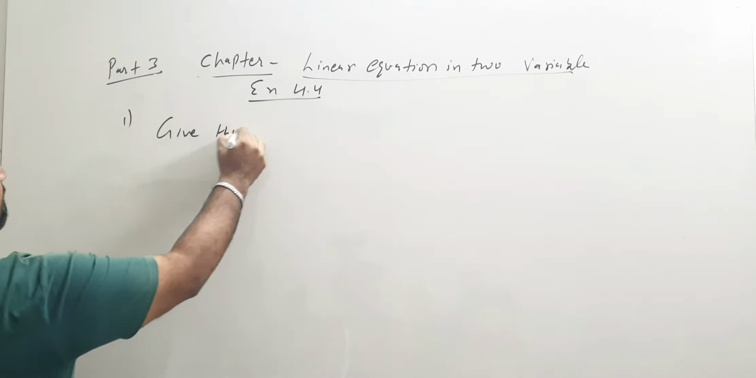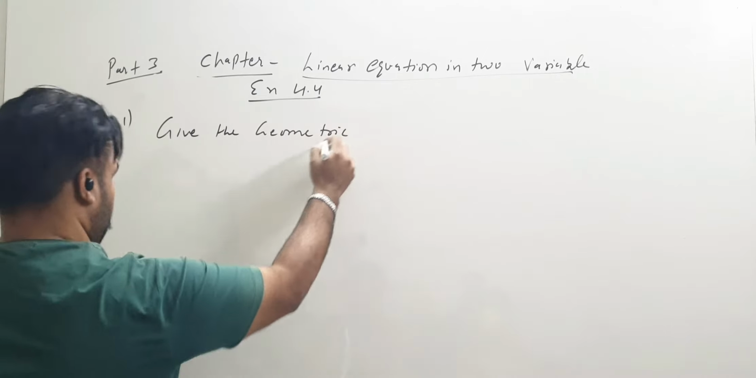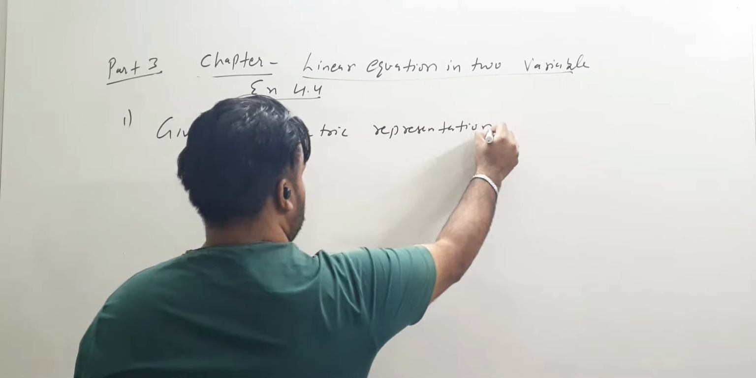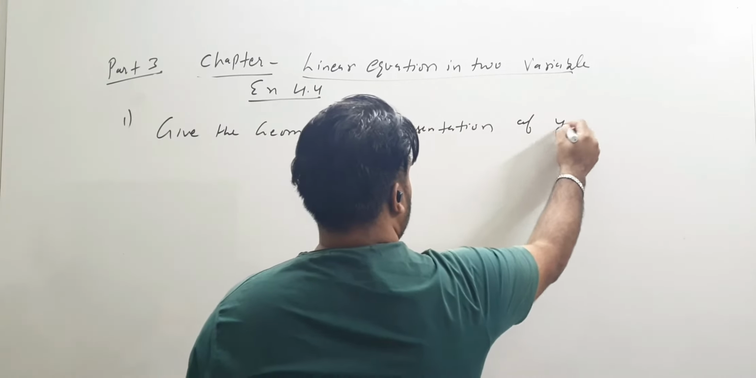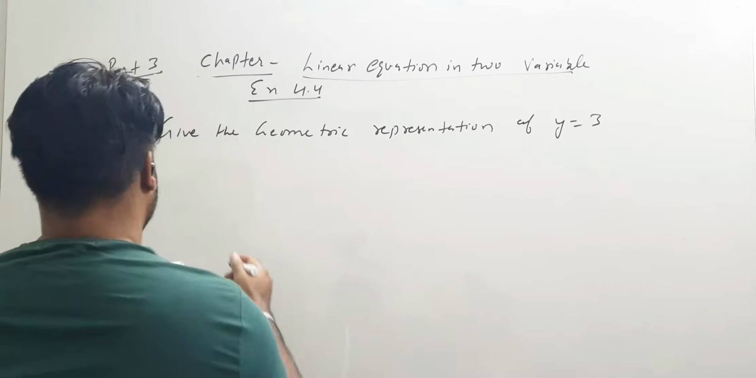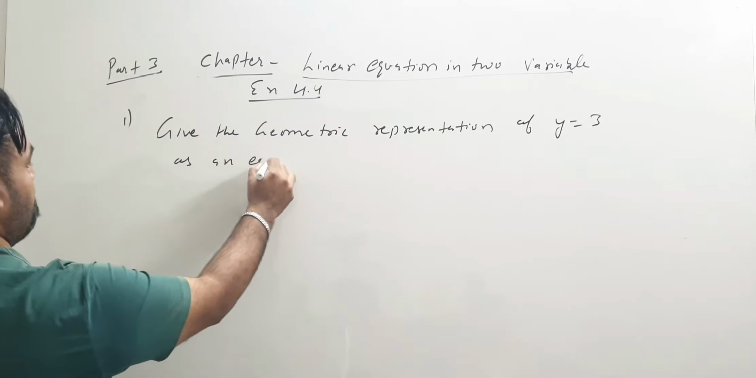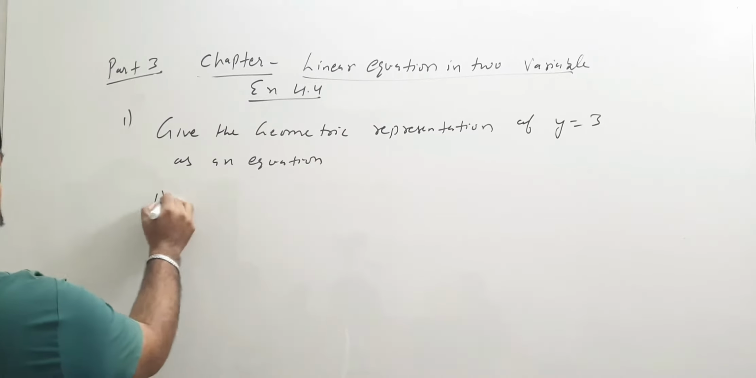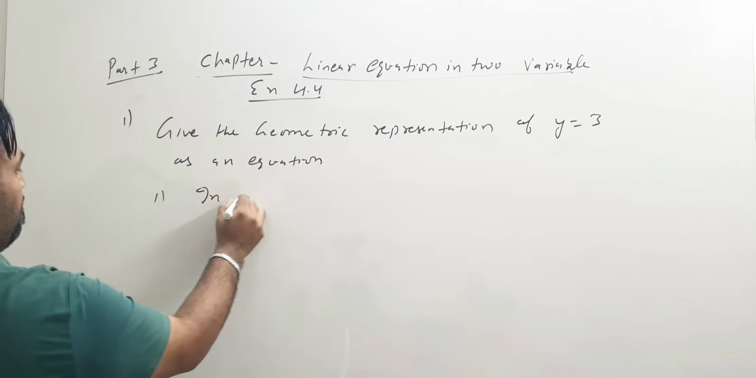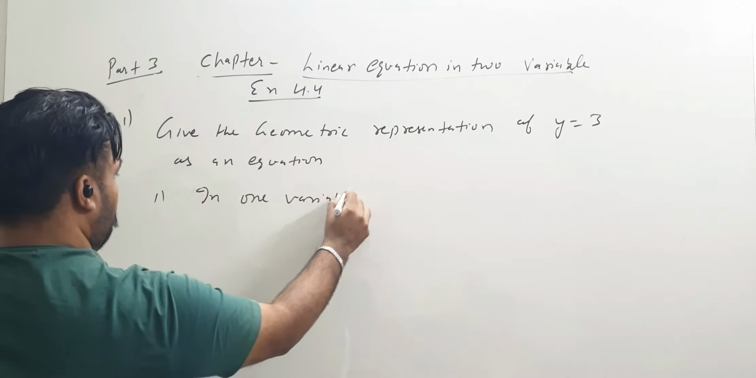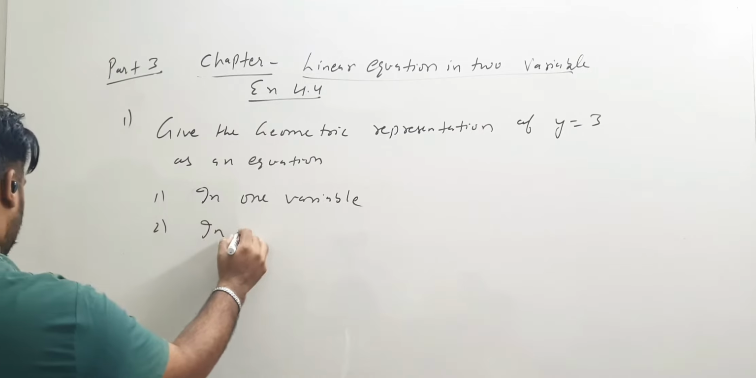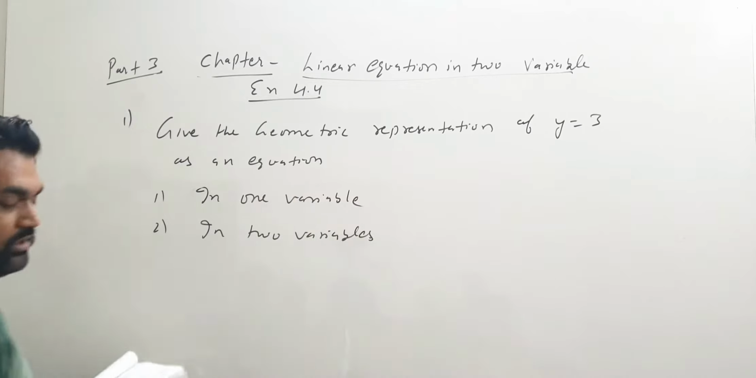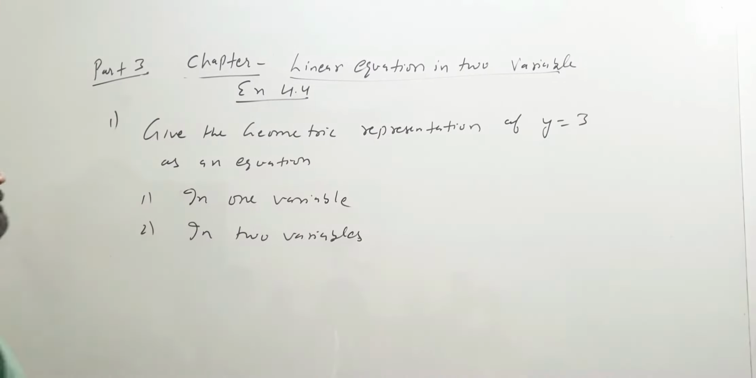Give the geometric representation of y equals to 3 as an equation in one variable, in two variables. So what is the question? Please first of all understand the question.